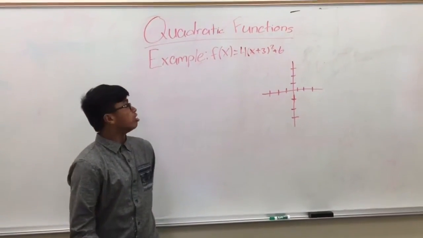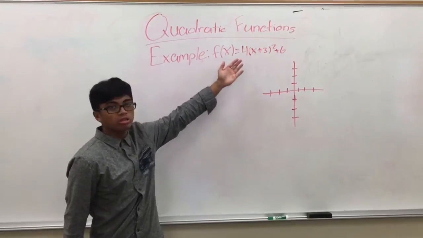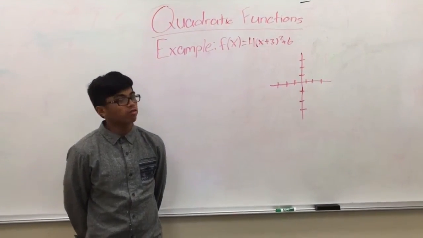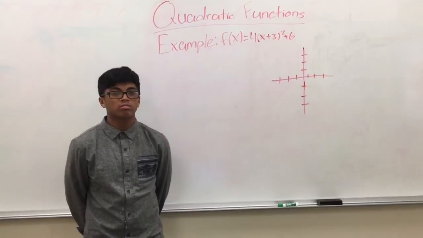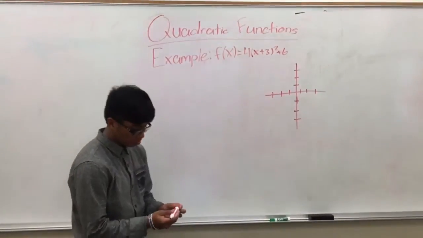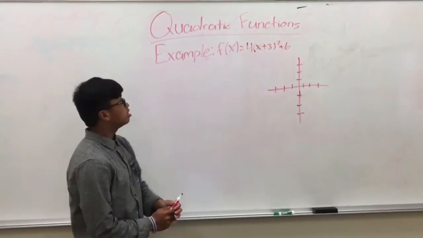So now we'll be solving f of x equals 4(x plus 3) squared plus 6. Now you can pause the screen and solve it for yourself first. Okay, now let's solve it. So, first thing I do is find the vertex.